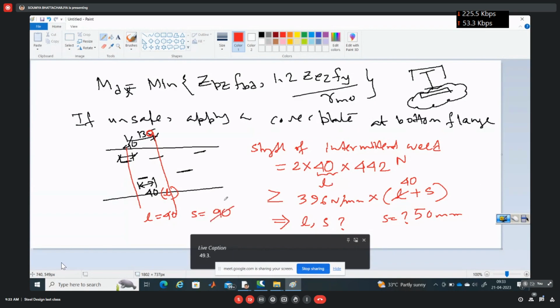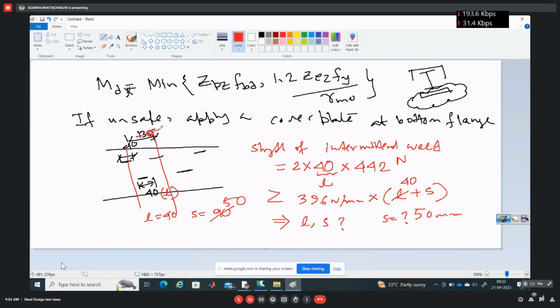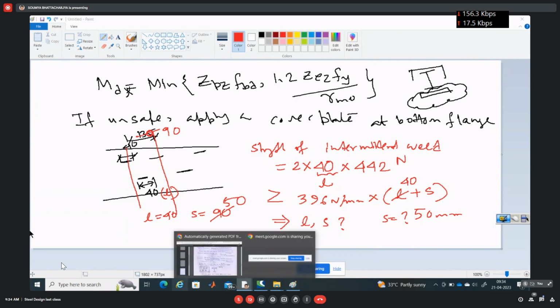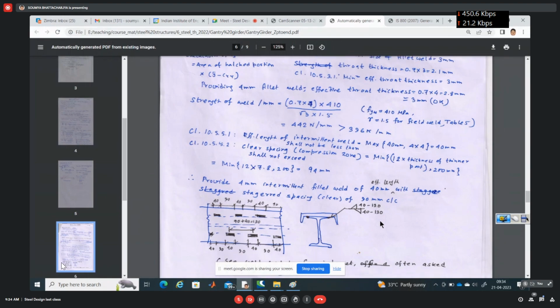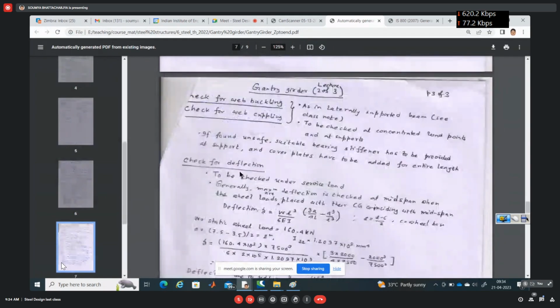So the spacing will be L plus S. Instead of 90, it will be 50. So this will be 90 center to center. In that way, we fix the spacing between the two fillet welds. So this is often missed in the books. In this case, everything will be the same, instead of 130, it would be 90. Thereafter, similarly, you have to check for web buckling, web crippling, etc.